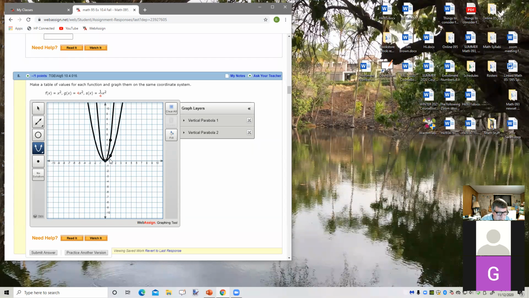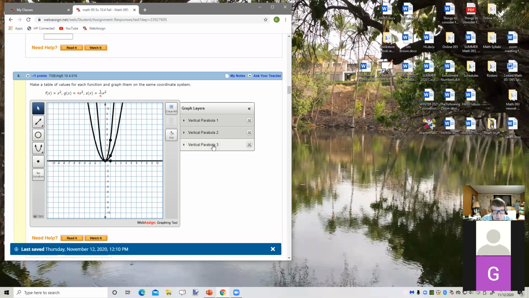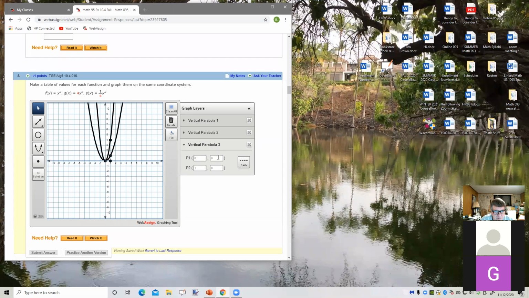Okay, well, let's see. I'm going to plot it right about there. Oh boy, that's not at all what I wanted. I wanted it to be at (1, 1/4). So now what do I do? Well, I just graphed the third parabola, so I'm going to go over here and open it up. There's my first ordered pair, my vertex, (0, 0). My second ordered pair, I want it to be (1, 1/4). Okay.